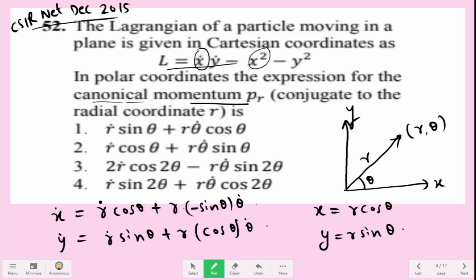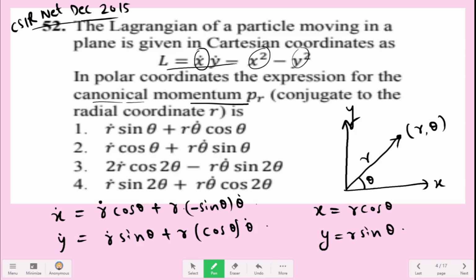Instead of x square, you have to put r square cos square theta, and instead of y square, you have to put r square sin square theta. Then you will get the Lagrangian. Now why are we expressing the Lagrangian in terms of polar coordinates? Because in the question we are asked PR, and PR is equal to del L upon del r dot. And to find this, first we need to express L in terms of polar coordinates.